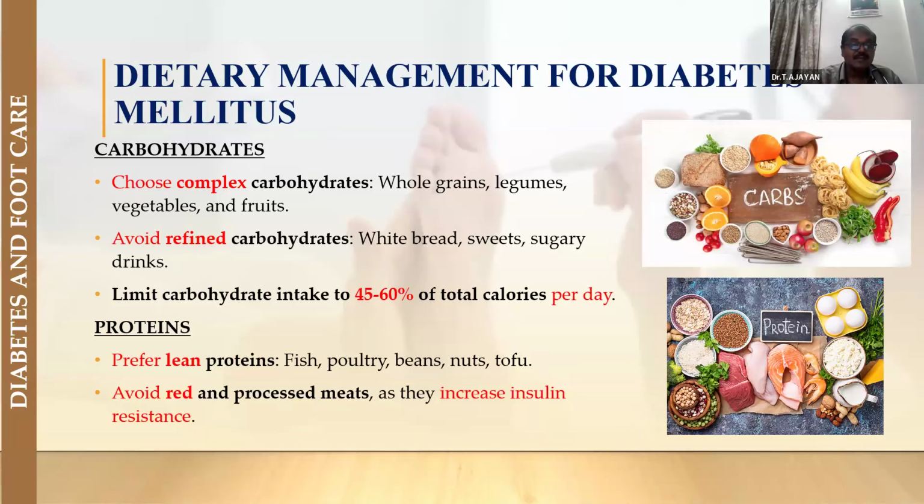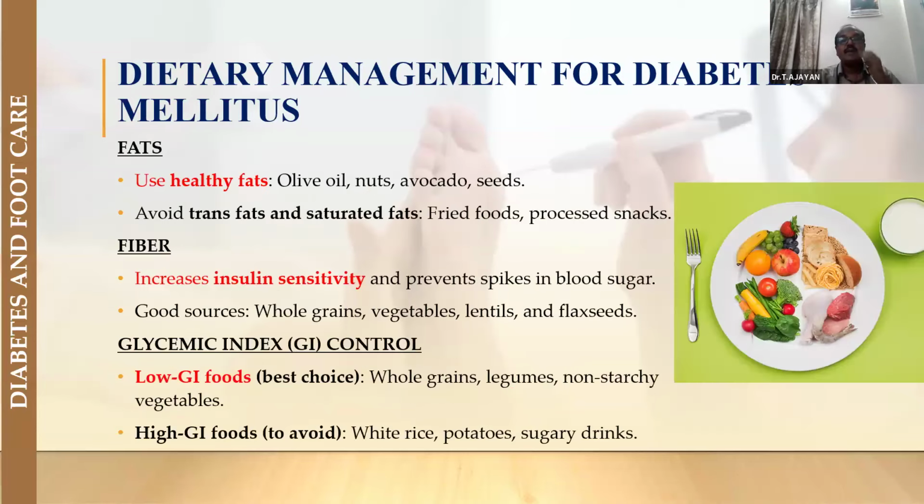Please note red meat can cause increased insulin resistance. Therefore, please avoid it in proteins. In diabetic cases, please avoid red meat. Then fats: healthy fats, olive oil, nuts, and seeds are recommended. Fiber-rich food increases insulin sensitivity and prevents spikes in blood sugar. Then glycemic index control, that is, low glycemic index food is included: whole grains, legumes, non-starchy vegetables, etc.